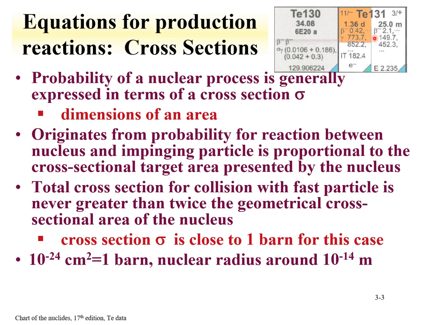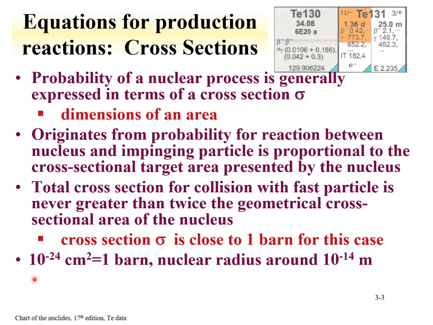So it's a term we've already discussed, and it has the dimension of area. The value for the cross-section is 10 to the minus 24 centimeters squared, which is called a barn. A barn is a strange unit, right? 10 to the minus 24 centimeters squared. Well, a nuclear radius is around 10 to the minus 14 meters. If I took the area, pi r squared, I'd get a dimension on the order of 10 to the minus 24 centimeters squared.